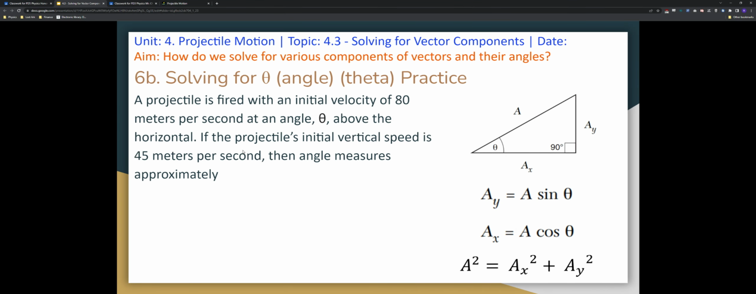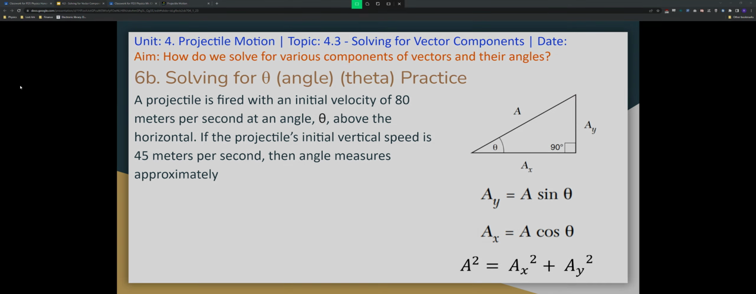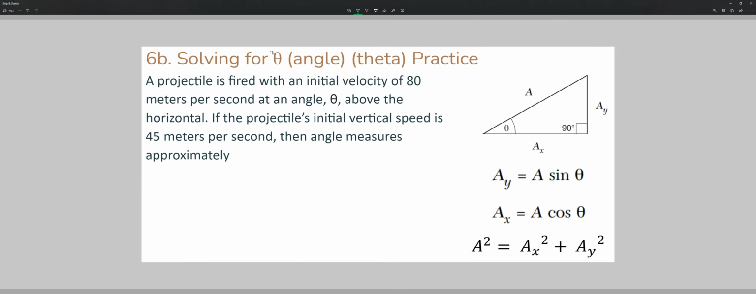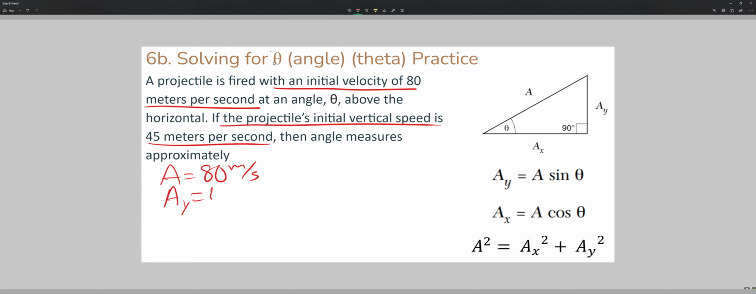All right. Let's do the last practice problem. I'm going to use the same exact method here, actually. A projectile is fired with an initial velocity of 80 meters per second. So again, A is 80 meters per second at a certain angle above the horizontal. And the question says the projectile's initial vertical speed is 45 meters per second.